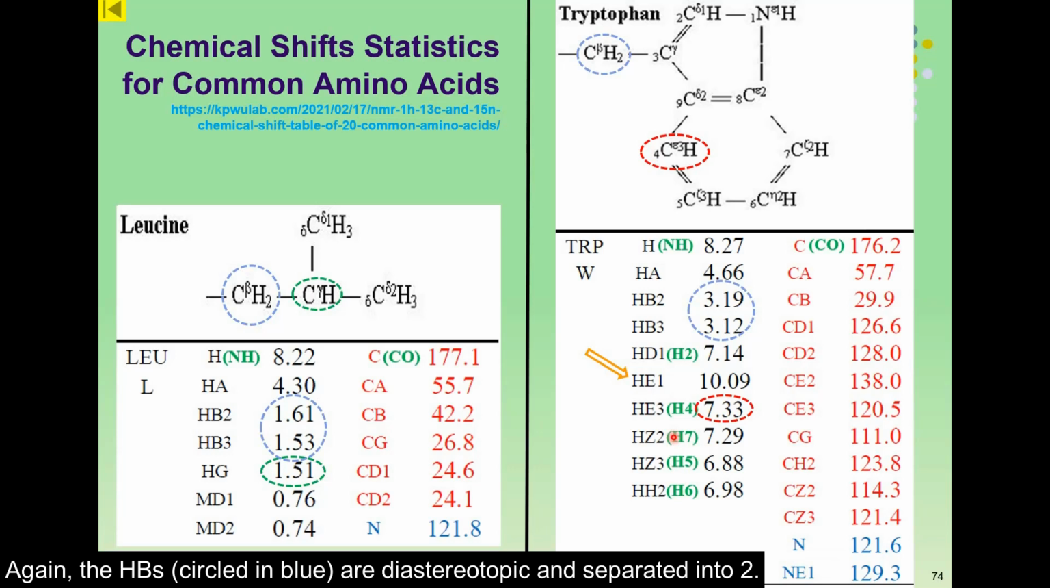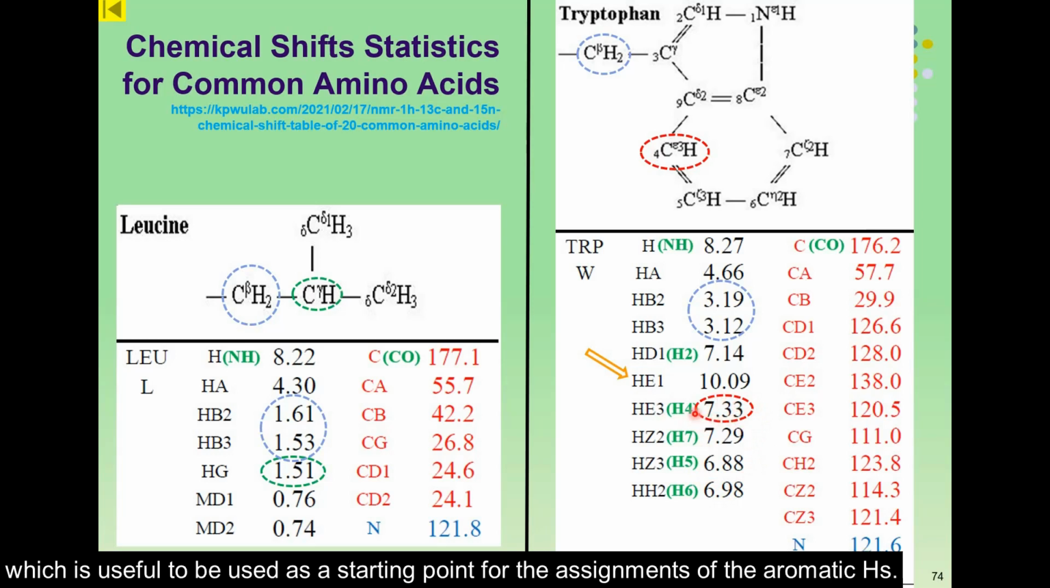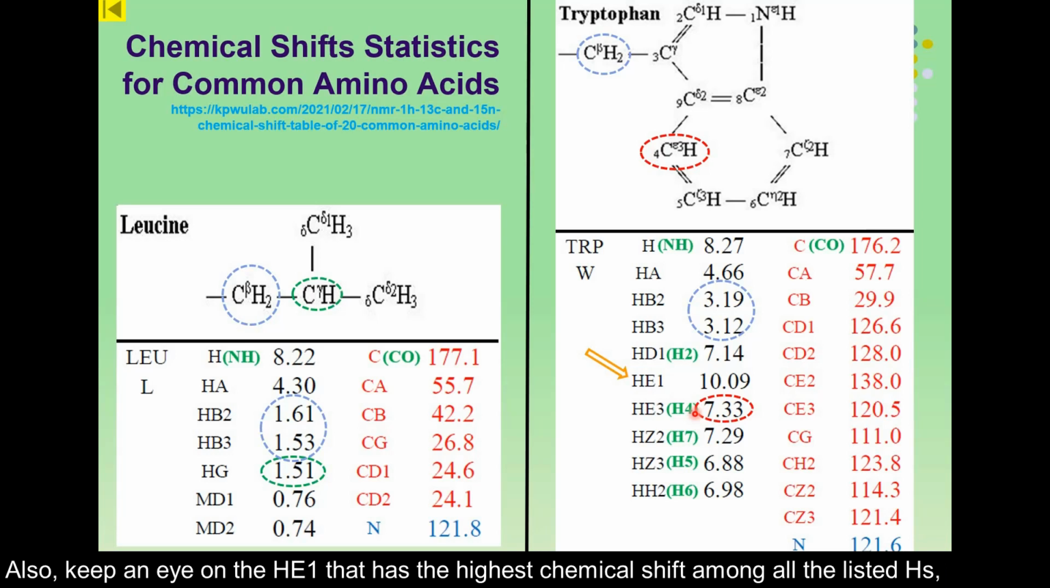Again, the HBs, circled in blue, are diastereotopic and separated into 2. Keep an eye on the last 4 chemical shifts for H4 to H7 in the aromatic ring. We can see that H4, circled in red, has the highest value among the 4, which is useful to be used as a starting point for the assignments of the aromatic H's.